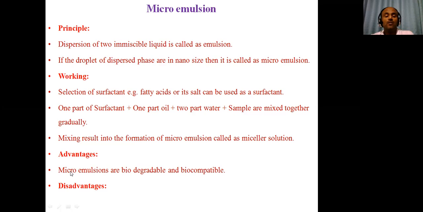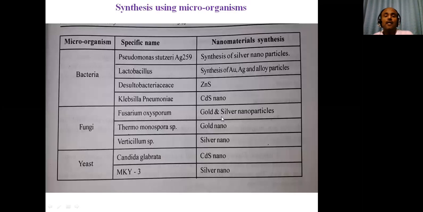What are the advantages? An advantage of this method is that microemulsions are biodegradable and biocompatible, and hence non-polluting, and there is no major disadvantage associated with these microemulsion methods. The next method is the synthesis using different microorganisms. Microorganisms such as bacteria, fungus, and yeast are used in the synthesis of nanomaterial. The various species of these microorganisms are given, and these are the corresponding nanomaterials produced by each microorganism species.